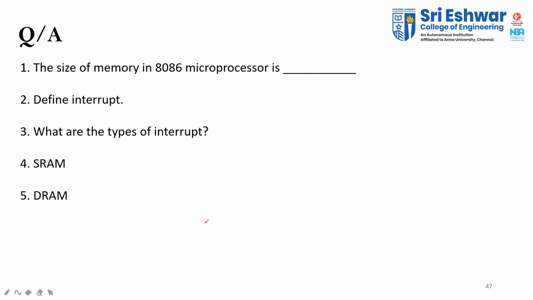Okay, so question and answer session. The size of memory in 8086 microprocessor is dash. Can anyone answer? The size of memory in 8086 microprocessor is dash.